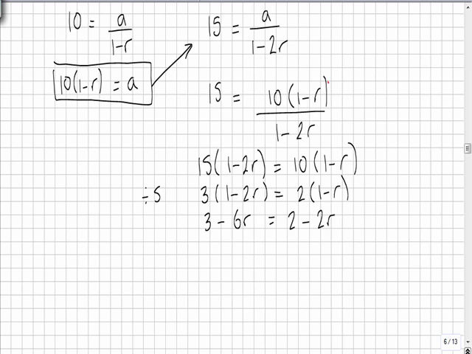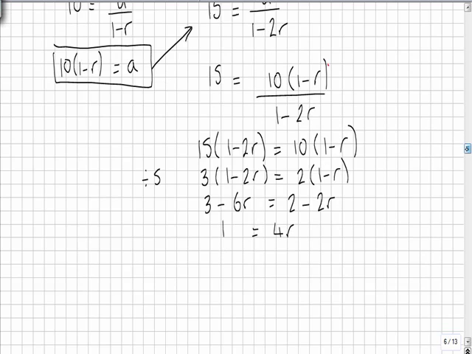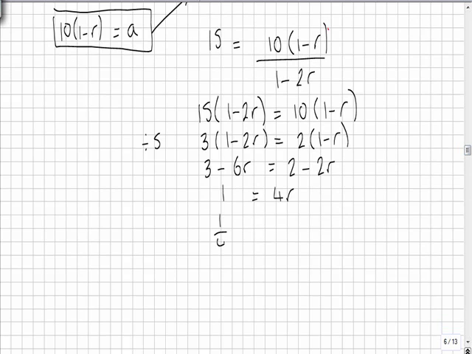Bringing our numbers over to the left hand side by subtracting 2 and our r's over to the right hand side by adding 6r, we can see that 1 is equal to 4r. So 1 quarter is equal to r, or 0.25 is equal to r. Now that we have r, it's a fairly straightforward calculation if we wanted to go on and calculate a.